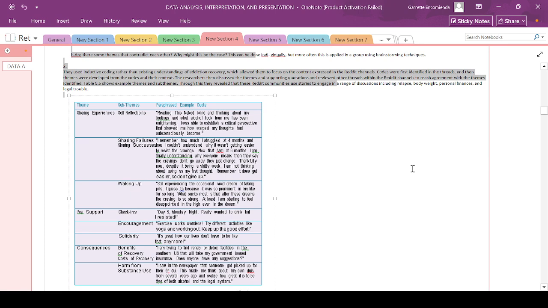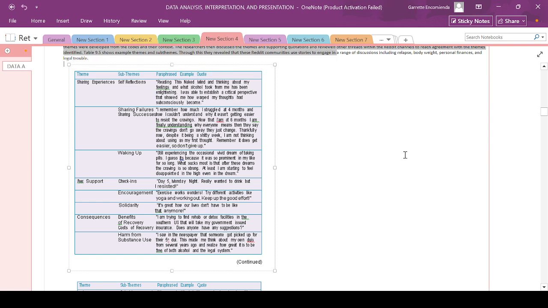These used inductive coding rather than existing understanding of addiction recovery, which allowed them to focus on the content expressed in the Reddit channels. Codes were first identified in the threads, and then themes were developed from the codes and their context. The researchers then discussed themes and supporting quotations and reviewed other threads within the Reddit channels to reach agreement on the themes identified. Table 9.5 shows example themes and sub-themes. Through this, they revealed that these Reddit communities use stories to engage in a range of discussion, including relapse, body weight, personal finance, and legal trouble.